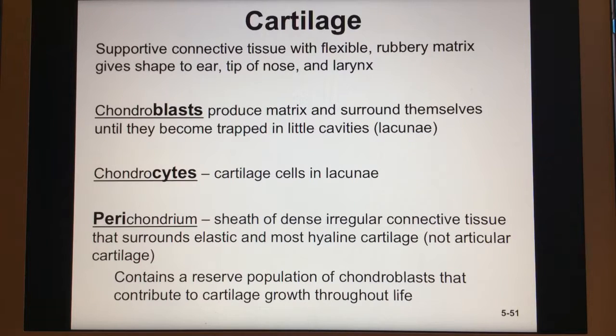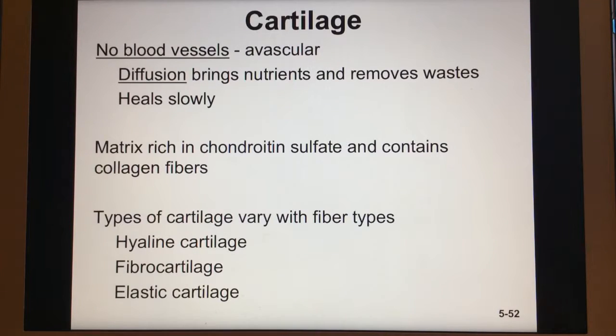And then we'll also see perichondrium, which is the dense, irregular connective tissue that surrounds the cartilage, hyaline and elastic cartilage. Well, there's 3 different types, and we'll talk about each one. All the cartilage types do not have blood vessels going through them. They are avascular, and so it is diffusion that brings nutrients and removes wastes. They heal slowly, and the matrix has the chondroitin sulfate, and that contains collagen fibers. You'll be able to see that.